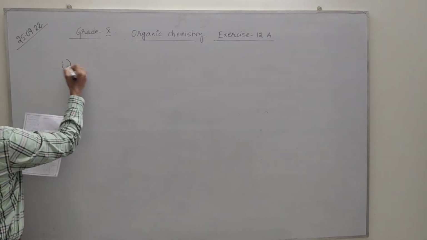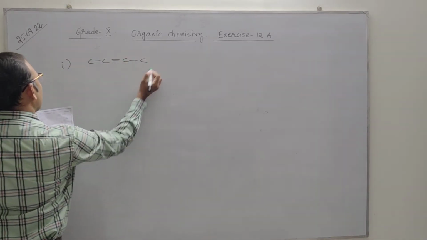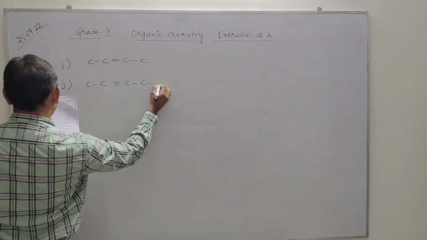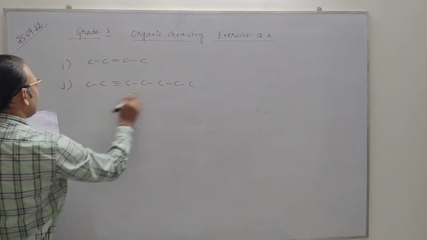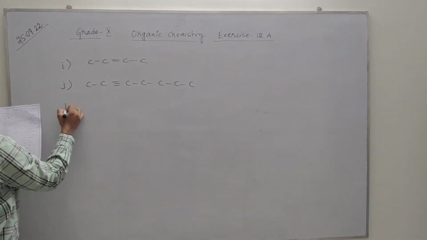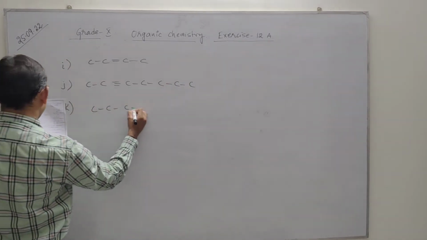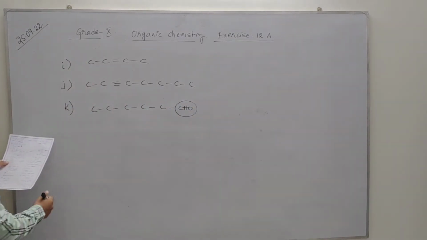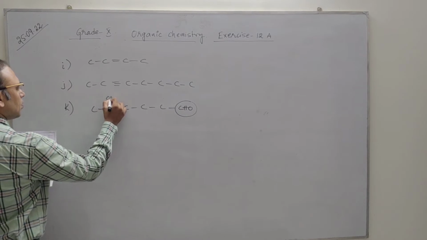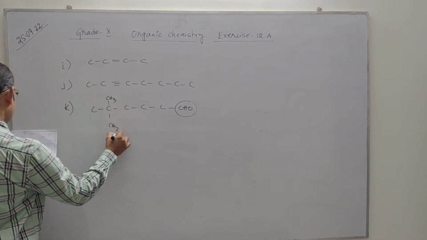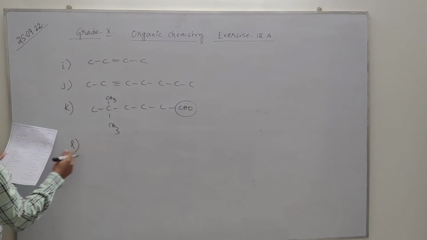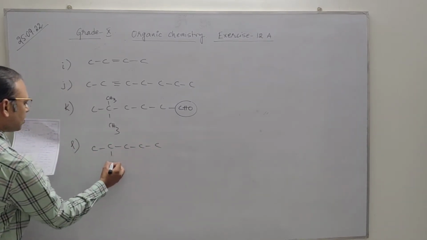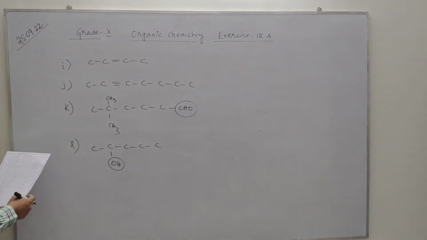Next, I. So G, 1, 2. So 5, 6, 7 carbons. Next, K. Functional group aldehyde is given here. Methyl. Five carbons. Functional group OH.